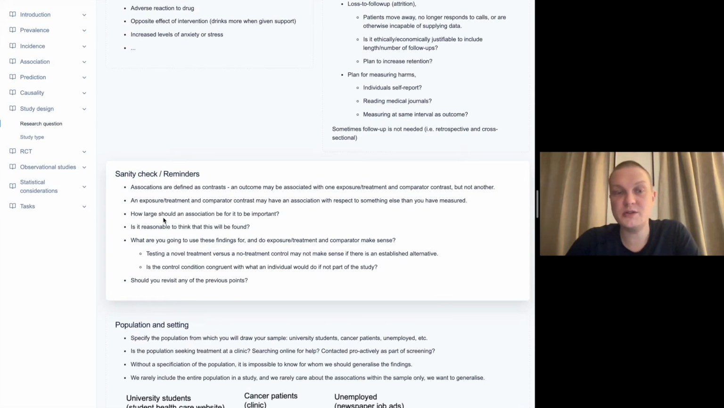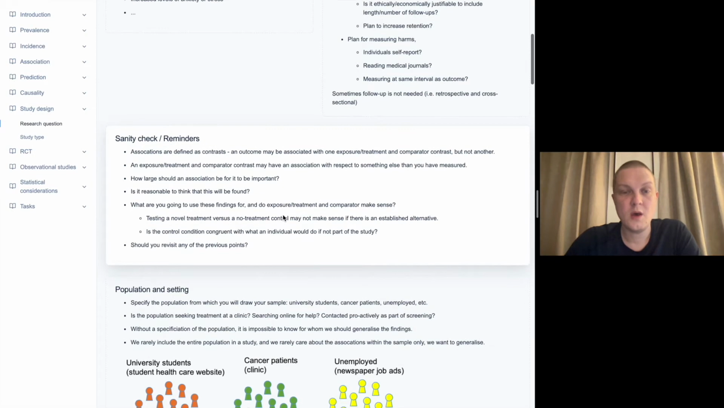How large should an association be for it to be important? And do you think that you're going to find this kind of association? If you don't think so, then maybe it's unethical to go ahead with the study. What are you going to use these findings for? And does the exposure, treatment, and comparator make sense?